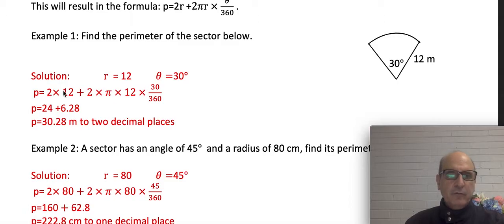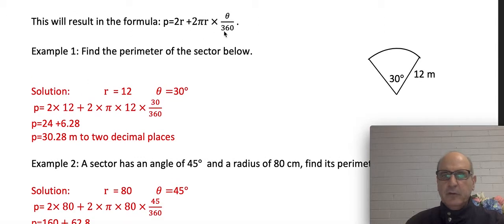The formula that we had, that's the formula. We are going to substitute values of r and theta. Then P is equal to 2 times r, remember there is a times between 2 and r. 2 times r, but r is 12, so 2 times 12, plus 2 times pi times r, which is again 12, times theta over 360, and theta is 30, so 30 over 360.